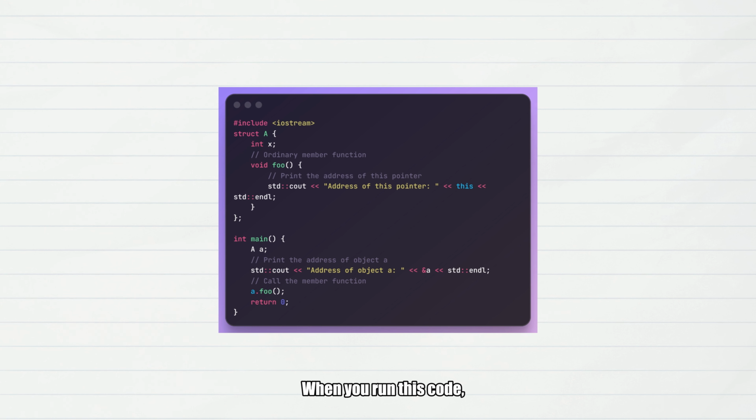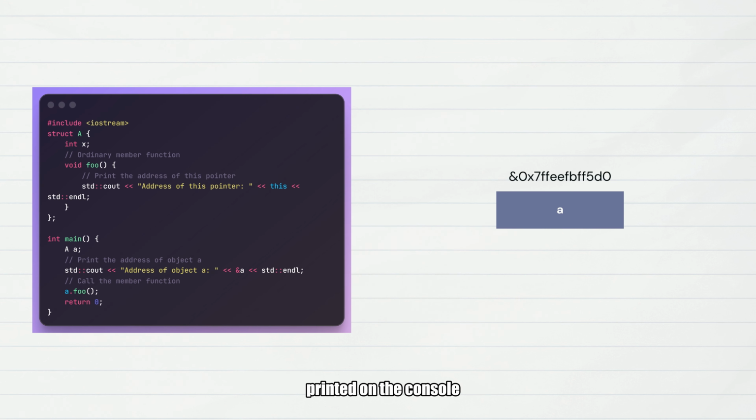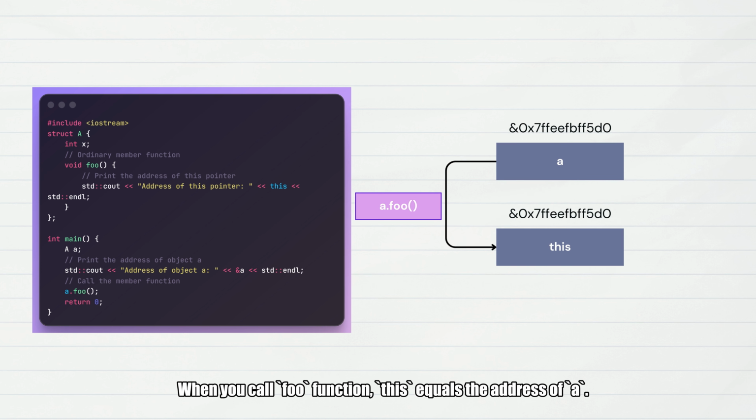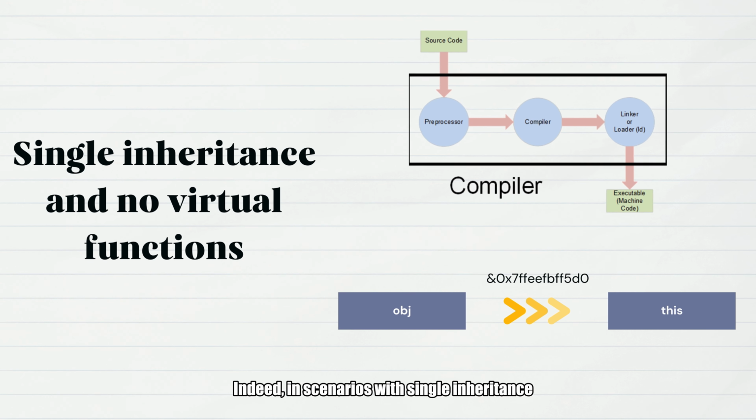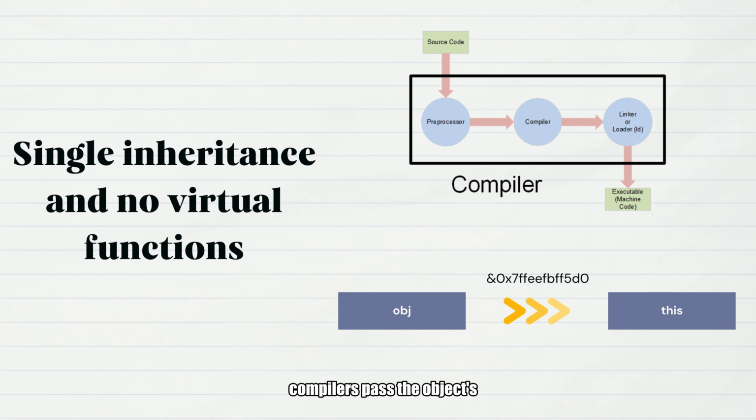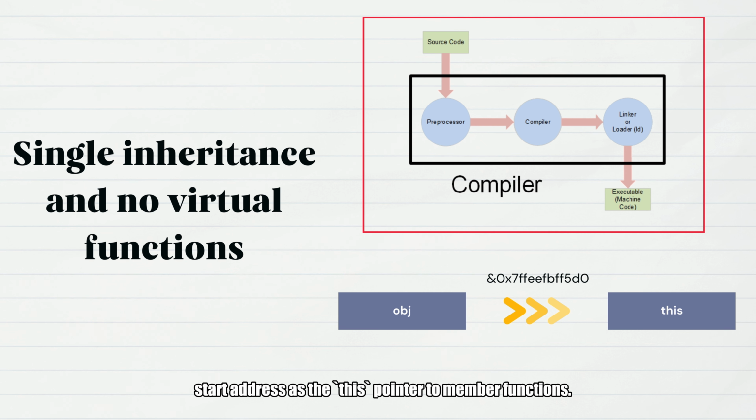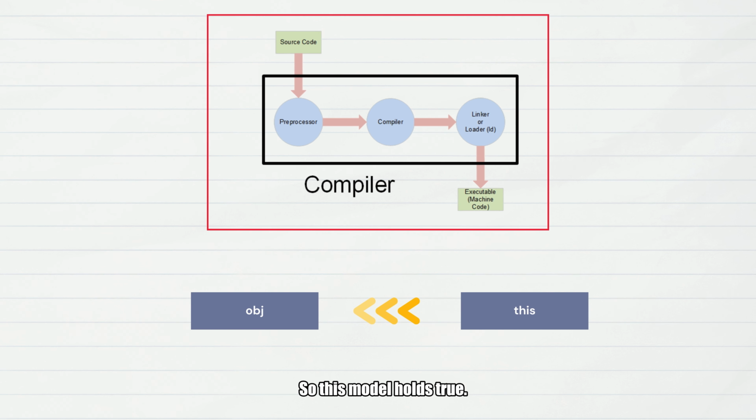When you run this code, you'll see that the object's address printed on the console is exactly the same as the this pointer. You naturally form a mental model like this. An object A has an address in memory. When you call foo function, this equals the address of A. Indeed, in scenarios with single inheritance and no virtual functions, compilers pass the object start address as the this pointer to member functions, so this model holds true.